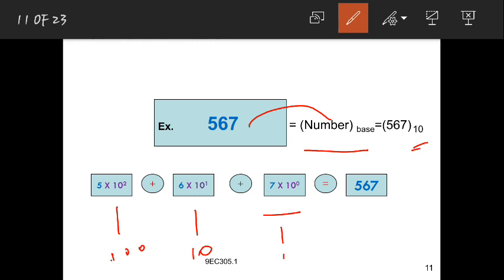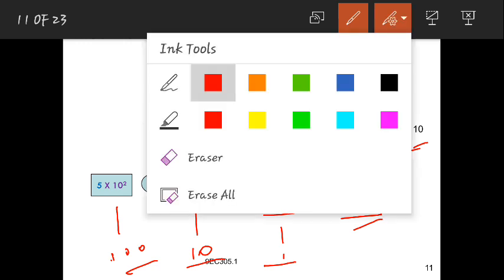Is that fine? So these are the positional weights, and this is the number we get here. He is just describing the weights, how to write the base to that number in positional weights.